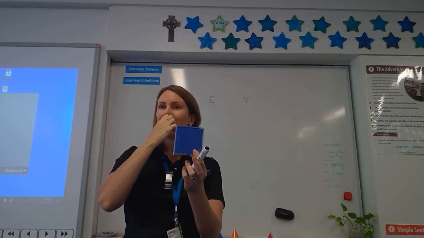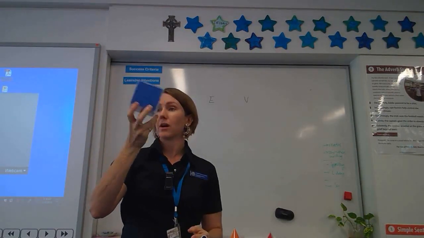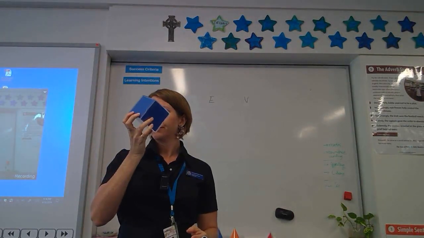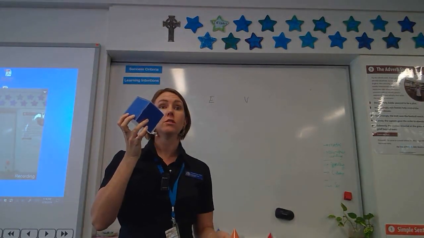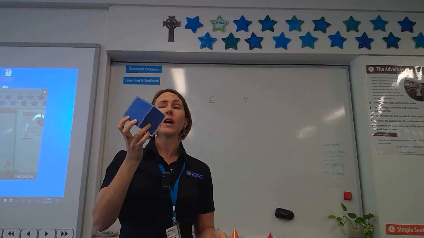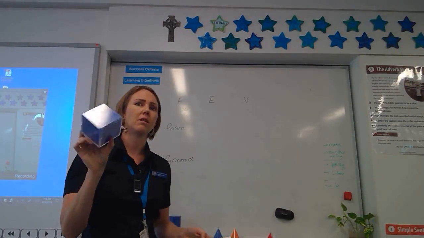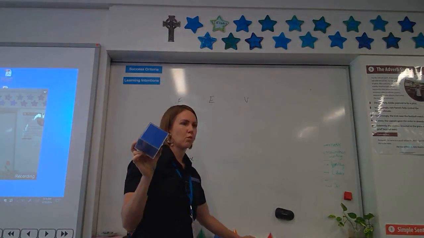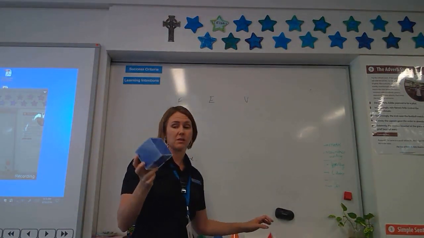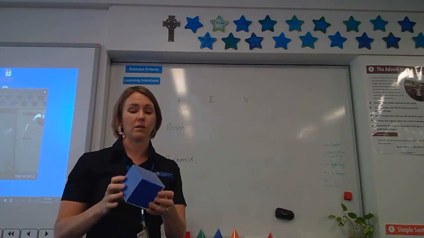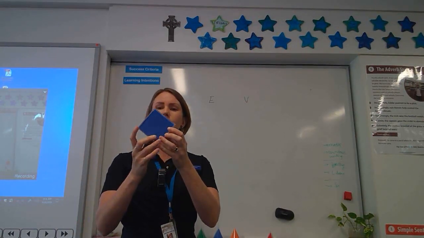Okay, how many faces does this cube have? And then what shape are they too? 6, yeah, and what shape are they? Squares. Right, and this shape just has one type of 2D shape as its faces. They're all squares.